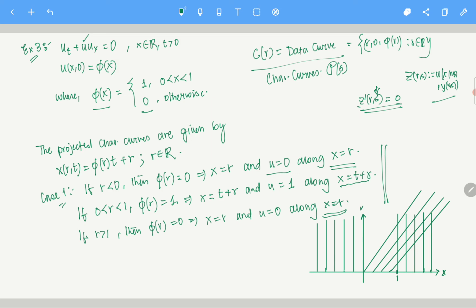I think this is the best I can draw. I'm sorry about it. I think this is more or less fine, but okay, so I think this is fine. Yeah, okay, so anyways, you get the idea. So these are the characteristic curves.